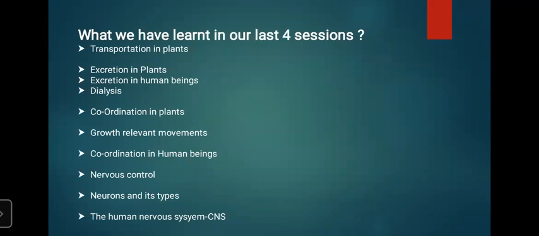Transportation in plants. So what is transportation? We know that the process of transportation means a substance, either synthesized or absorbed in one part of the body, reaches another part of the body. It's called transportation.